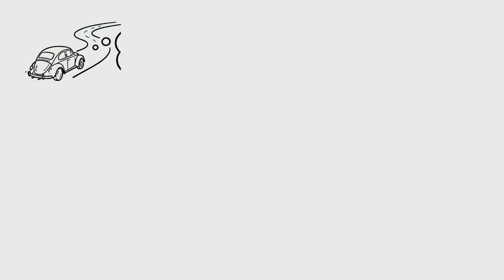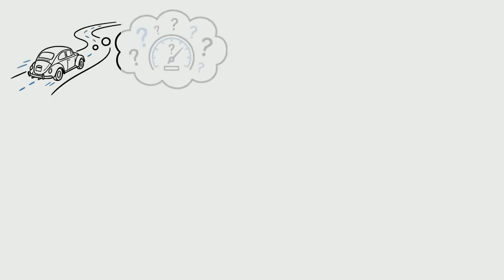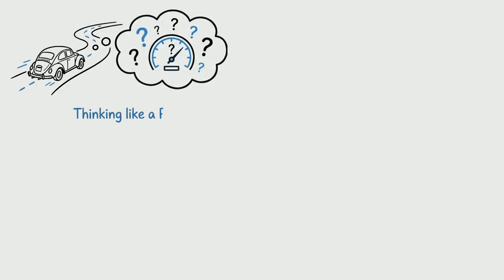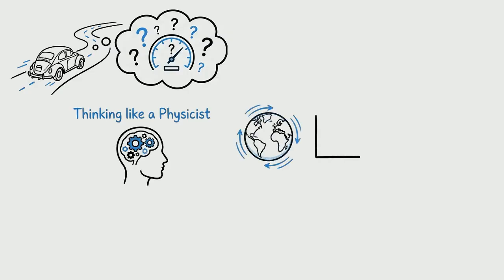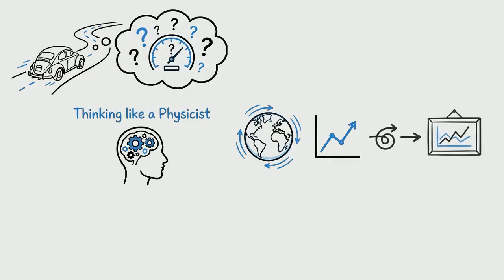If you've ever watched a car drive by and wondered how fast it's going or whether it's speeding up or slowing down, you're already thinking like a physicist. Motion happens all around us, and graphs are one of the best tools we have to understand it. They turn motion into a picture so we can see what's happening over time.